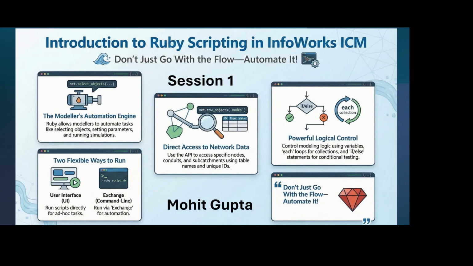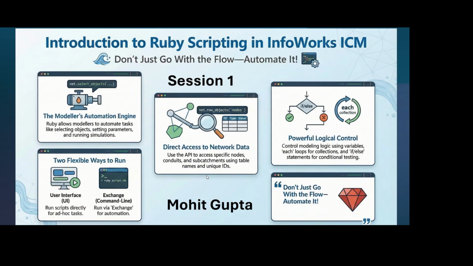So this is an introduction. Ruby is basically a language on which every InfoWorks ICM, WS Pro, and InfoAsset Manager is built. It is required for automation. It is required when you need direct access to the network data. It gives powerful logical control, and there are two flexible ways to run it, user interface and exchange, which we are going to discuss in detail in a few slides. So what I believe is, don't just go with the flow. I believe in automating it.